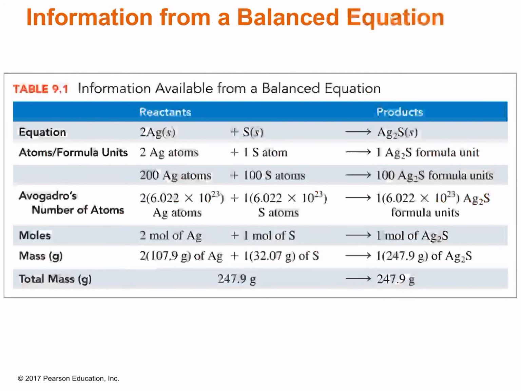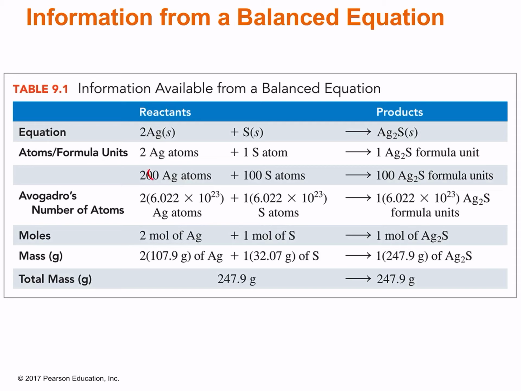So we know lots of things from a balanced chemical equation. We can write the reaction, right? 2 silver solid plus sulfur solid gives us Ag2S solid, silver sulfide. So we can write it. We can write other things, right? We can write atoms and formula units.